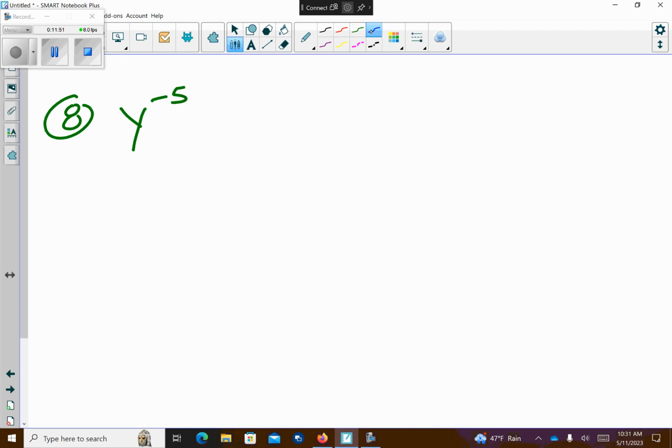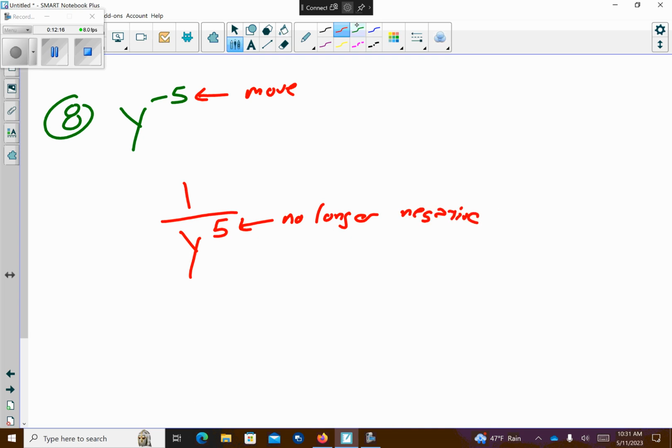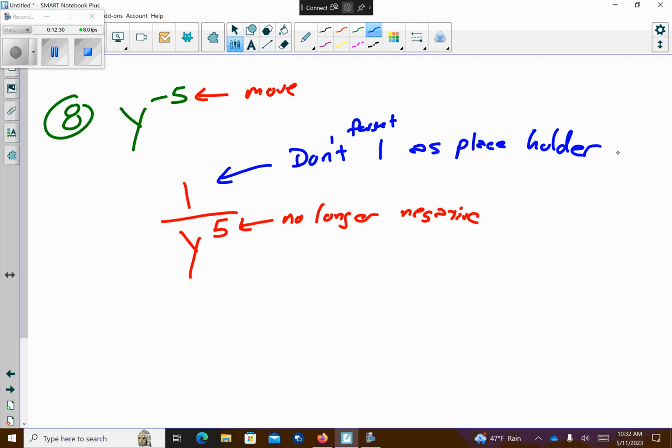All right, this one's a very simple problem that you might make a mistake on. What are we thinking that should take place? Yeah. So this right here, this means the whole thing wants to move. So I'm going to go 1 over y to the 5th. This is no longer negative. And then I'll put another note. Don't forget 1 as a placeholder.